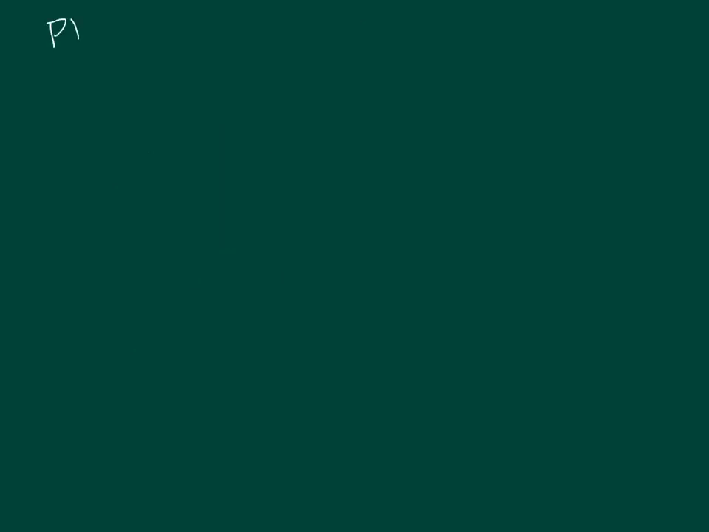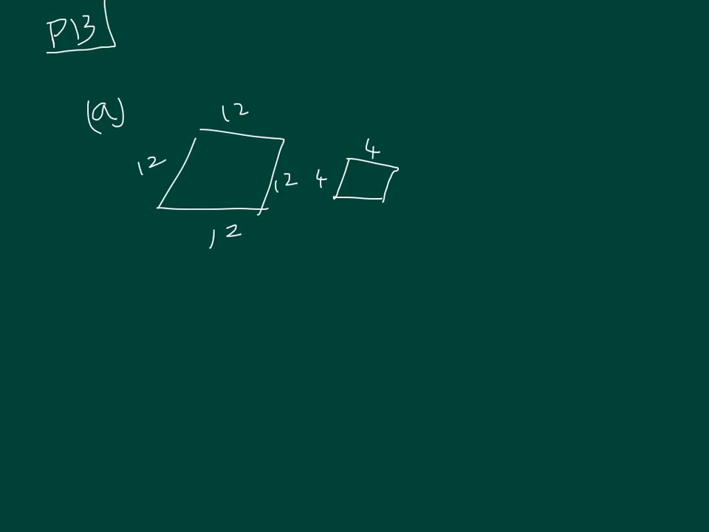Problem number 13. Examine each pair of figures below. What scale factor can you apply to figure X to get figure Y? Let me just do A, and I'll have you do the rest of them. We've got the parallelogram, 12 by 12 by 12 by 12, and the smaller one is 4 by 4 by 4 by 4. So obviously it gets smaller, so 12 times what is 4? Going from smaller to bigger, it's easy because all we have to do is multiply by 3. But going backwards, we multiply by 1/3, so the scale factor is 1/3.